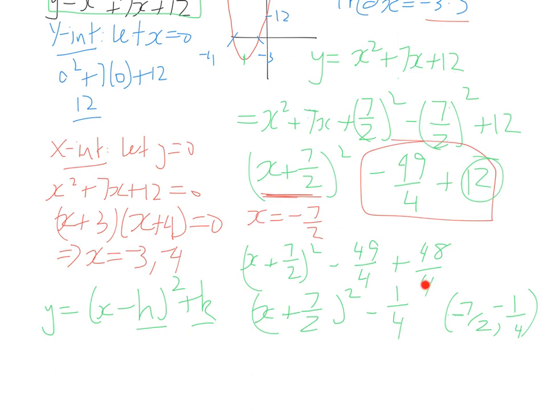This you can always do. This you can't always do, because not every graph has x-intercepts. Not every parabola has x-intercepts, but they will all have a turning point. They will all have a y-intercept, but they won't all have this. So these two things you can do every time.